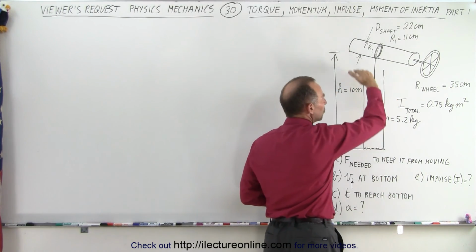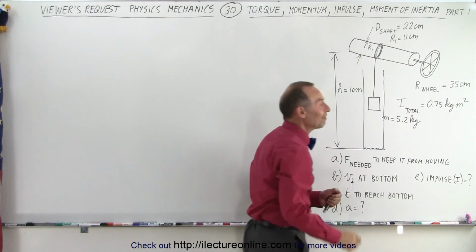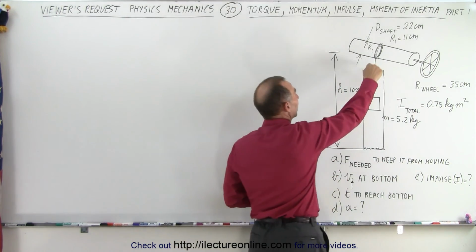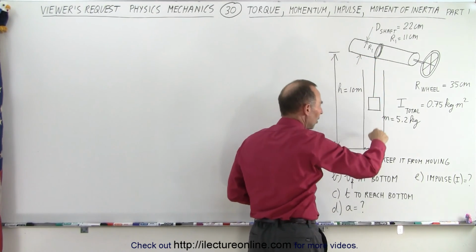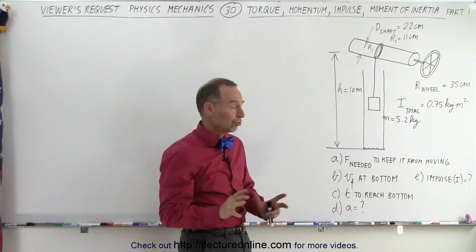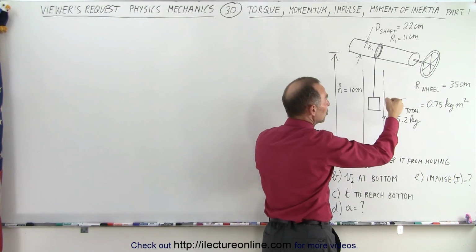We're also told that the moment of inertia of the entire system is 0.75 kilograms per cubic meters, and we're told that the bucket is allowed to be lowered all the way down so that the height of the fall of the bucket is 10 meters. There are 5 questions. First question, what is the force needed to keep the bucket from moving?